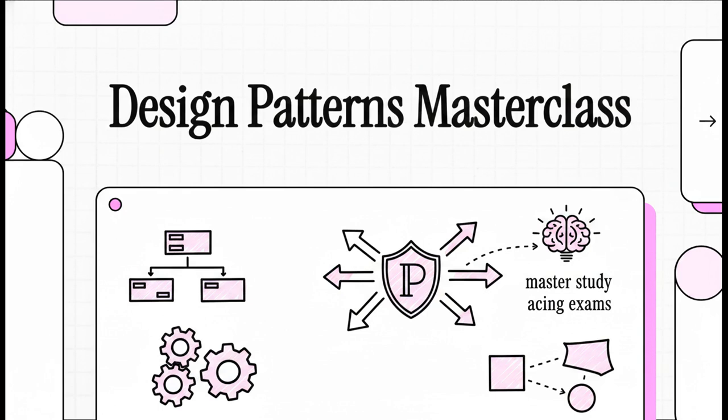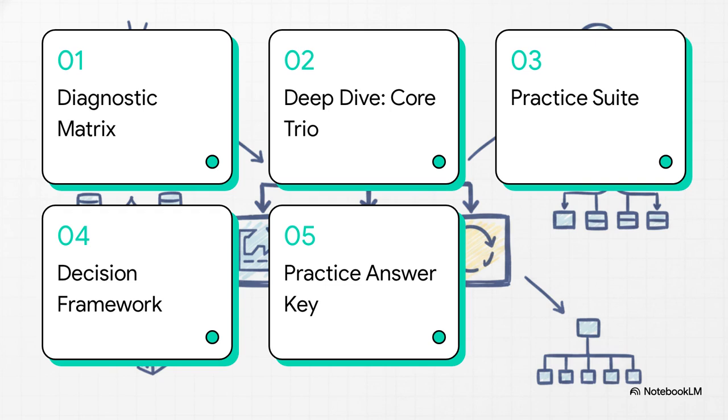Let's get started. Here's our roadmap for today. First, we'll cover the diagnostic matrix. Second, a deep dive into the core trio of patterns. Third, we'll hit the scenario practice suite, followed by a strategic decision framework. And finally, we'll wrap up with the practice answer key. We're gonna move fast, so stay with me.